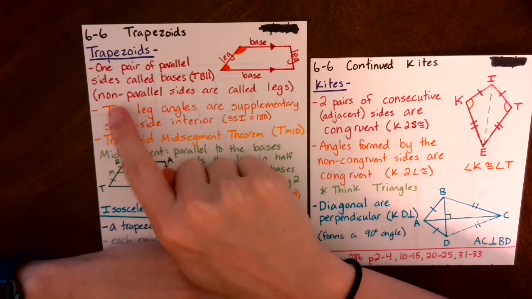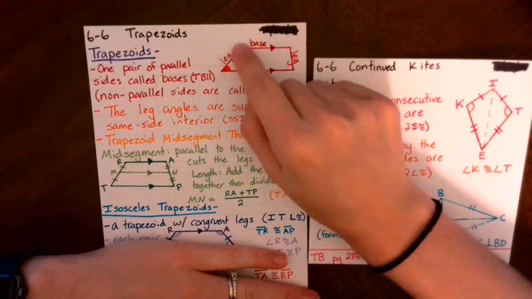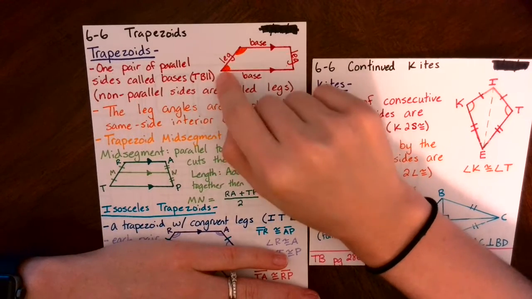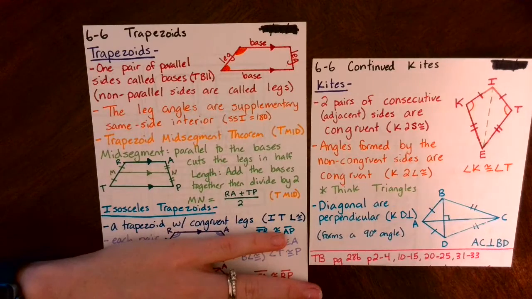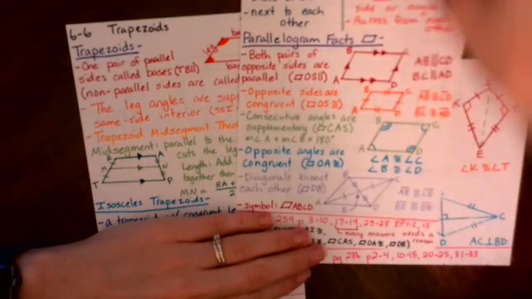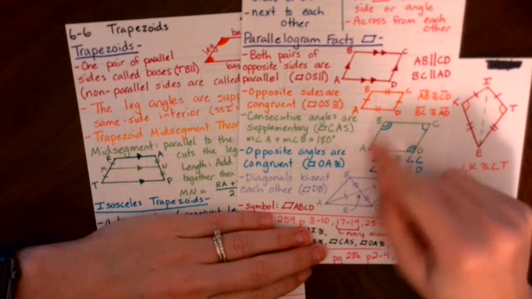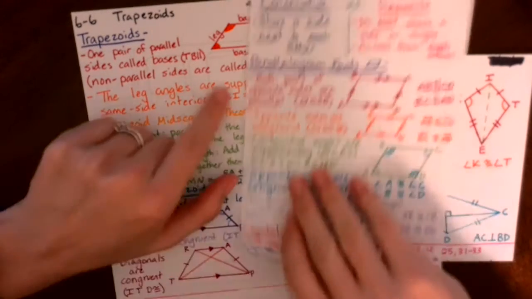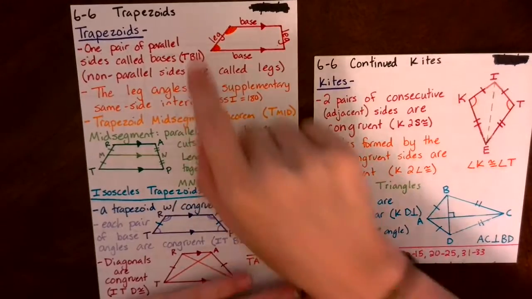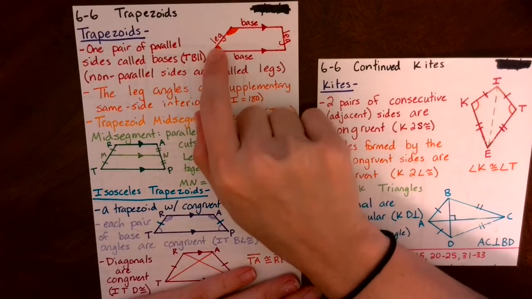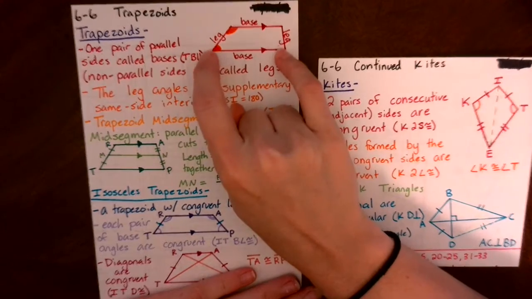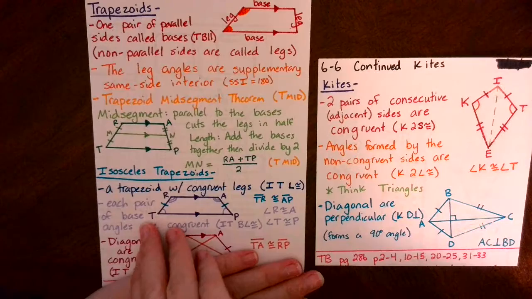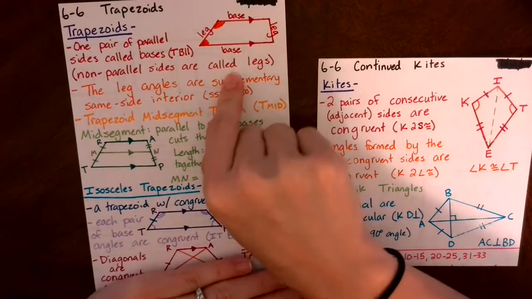So first up, the legs are supplementary. If we think about it, parallel lines cut by transversal, these are same side interior angles. But unlike with a parallelogram, remember on a parallelogram, A and B were supplementary, but so were A and D. That's not the case on trapezoids, which is very important to remember, okay? These two base angles, they don't relate to one another in general with trapezoids. We'll get to isosceles trapezoids here in a moment.